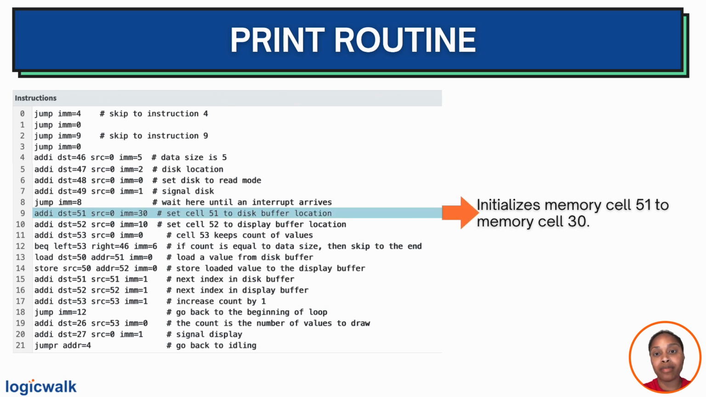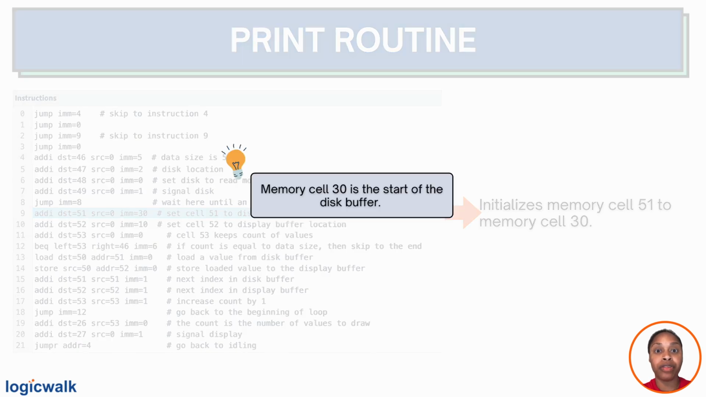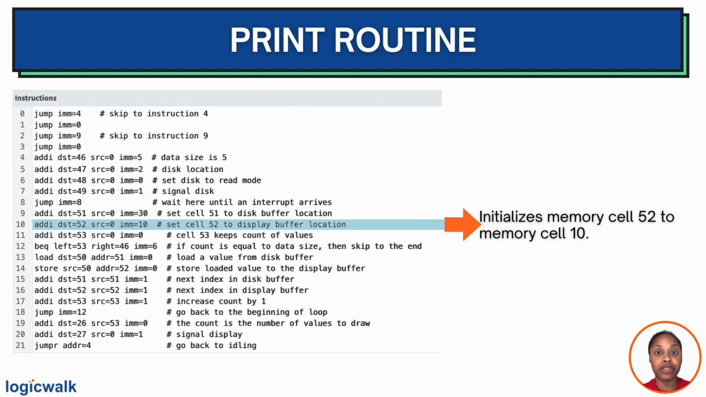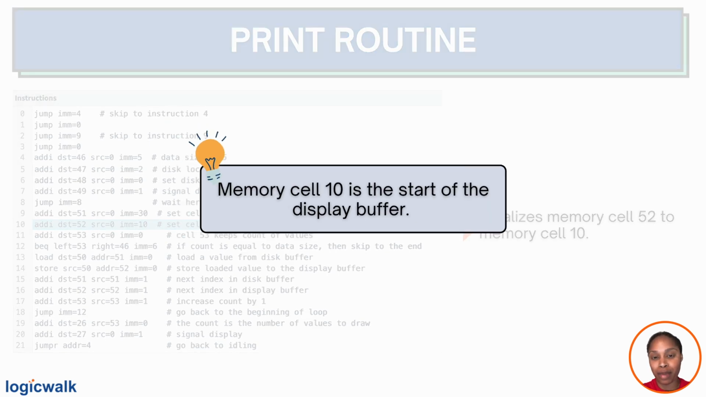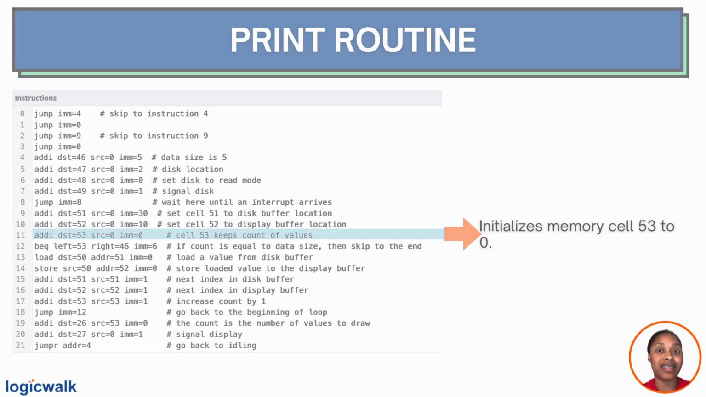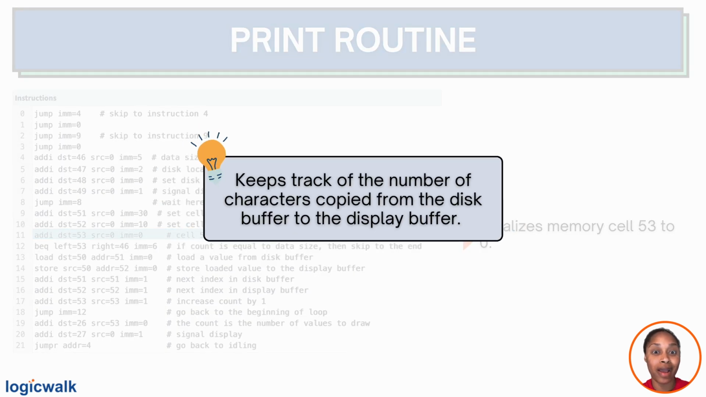Instruction 9 initializes memory cell 51 to 30, the start of the disk buffer. Instruction 10 initializes memory cell 52 to 10, the start of the display buffer. And instruction 11 initializes memory cell 53 to 0, setting up a counter to track how many characters have been copied from the disk buffer into the display buffer.